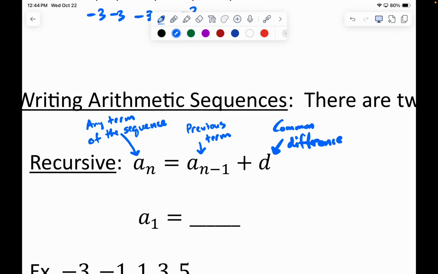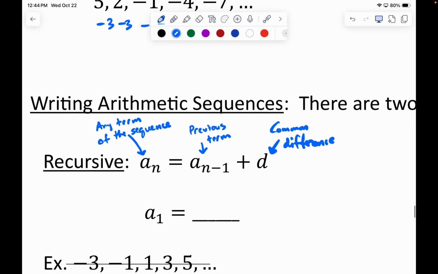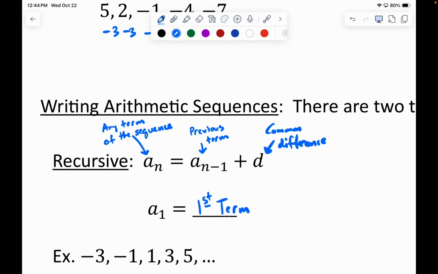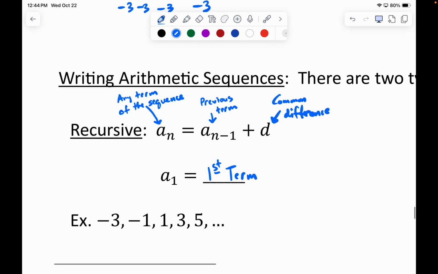Anybody think they know what A of 1 at the bottom there would mean? Not an n, there's an actual number there. A of 1, number 1 in the sequence? Yep, it's the first term. A of 1 means the first term of the sequence. A of 2 would mean the second term, A of 3 would mean the third term, so on and so forth. If it said A of 15, that means the 15th term. So let's take this recursive rule.